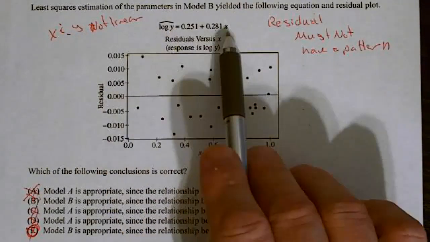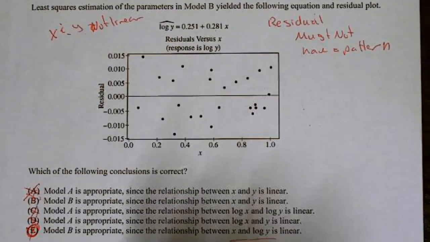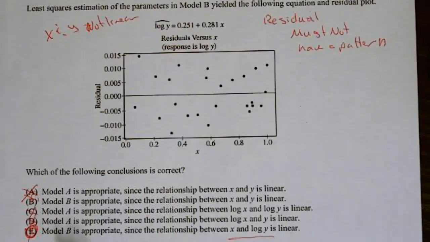But log Y and X appear to be linear because the residual plot does not have a pattern. So model B is appropriate.